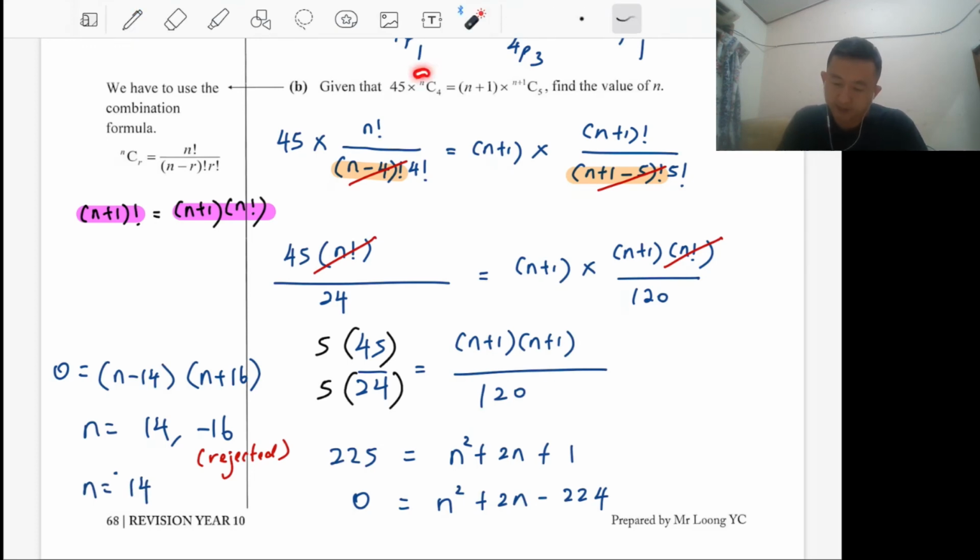Why? Because n is the number of objects, and the number of objects cannot be a negative value. It has to be positive. So you reject the negative value. So the next time you do this, if you have the value of n as a negative value and n is the number of objects, you reject the negative answer.